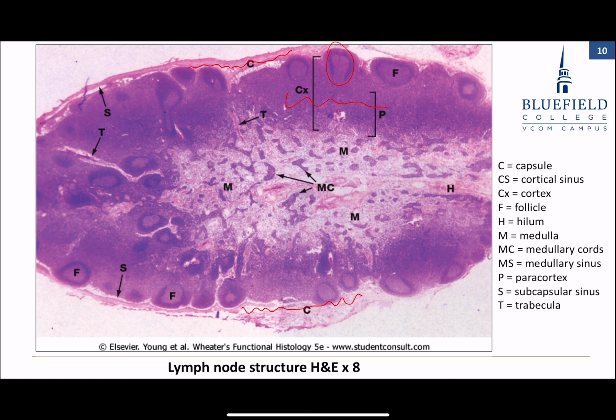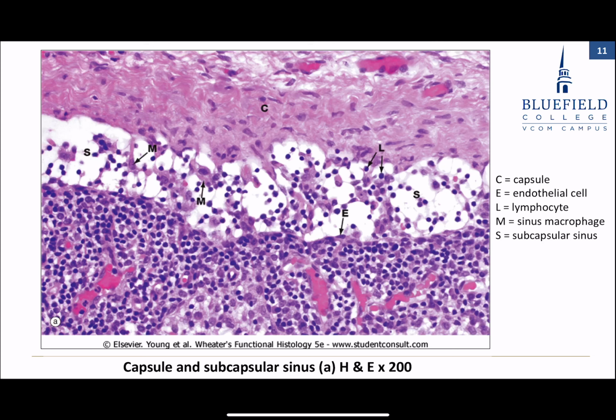Okay? Now, even when you see it at this low power magnification, just deep to that capsule, there is an open area. If we look at that at higher power magnification, here's the capsule up top here. Here's all the nuclei of that lymphatic tissue. Here's that subcapsular sinus right there. So there's an open area called the subcapsular sinus just deep to that capsule, hence the name, subcapsular sinus.